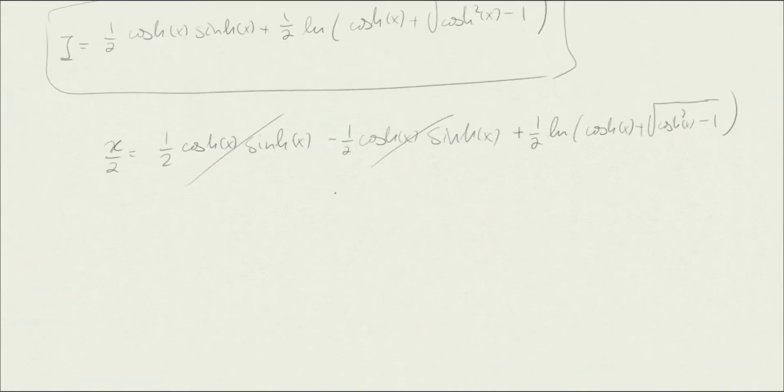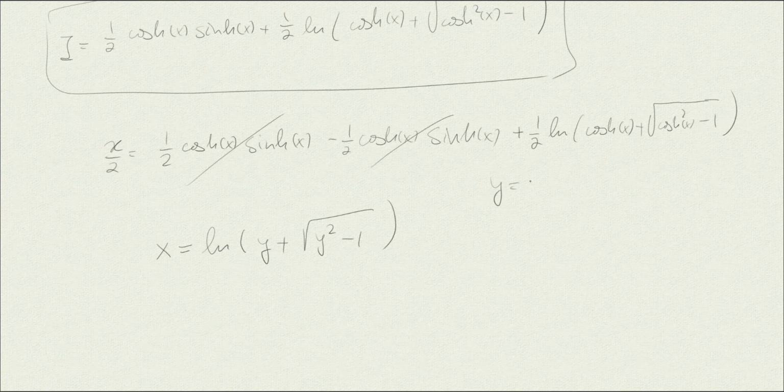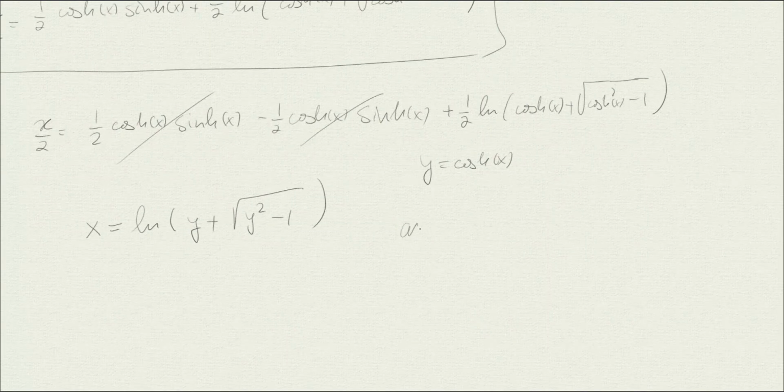So now what we have is that x is the natural logarithm of, let's call it, the hyperbolic cosine y. So write this as y plus the square root of y squared minus 1. So if we define y as the hyperbolic cosine of x, then we see that this function, the inverse hyperbolic cosine of y, is the natural logarithm of y plus the square root of y squared minus 1.